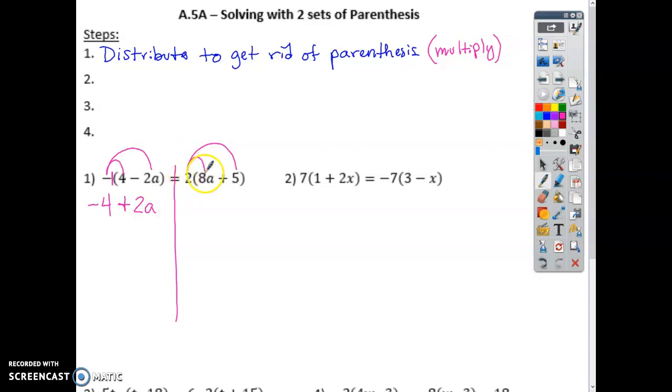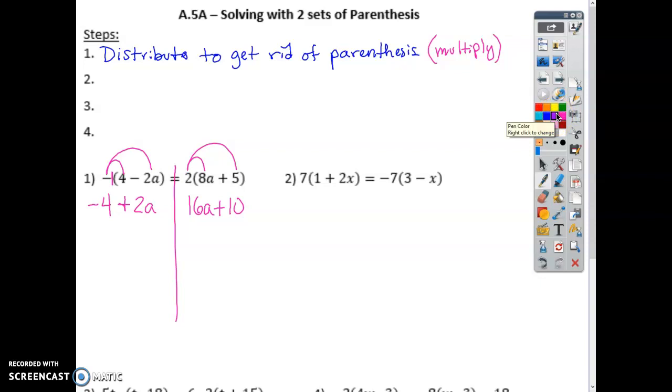2 times 8. What is 2 times 8? 16, and it has an a, so it's 16a. And what's 2 times 5? +10. Okay, so that got rid of the parentheses. What's step number 2?